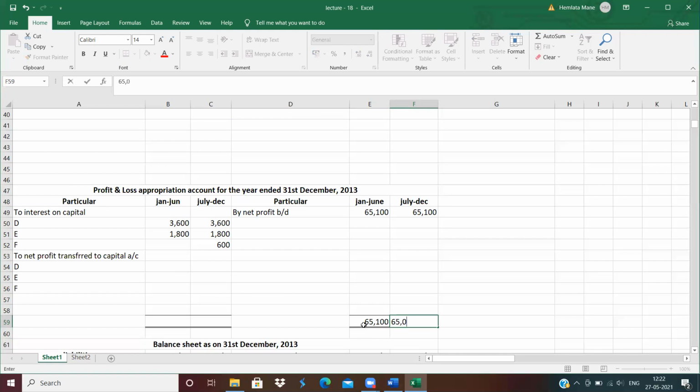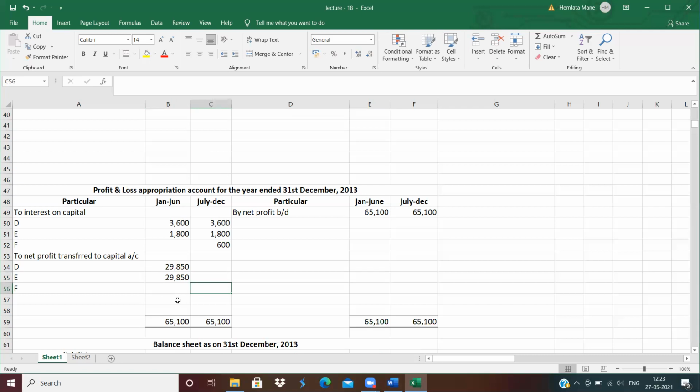65,100. Yes, right? Now find out the difference. 65,100 minus 3,600 minus 1,800. So how much? 59,700. So distribute this amount between two partners, which means 29,850 each. Clear?